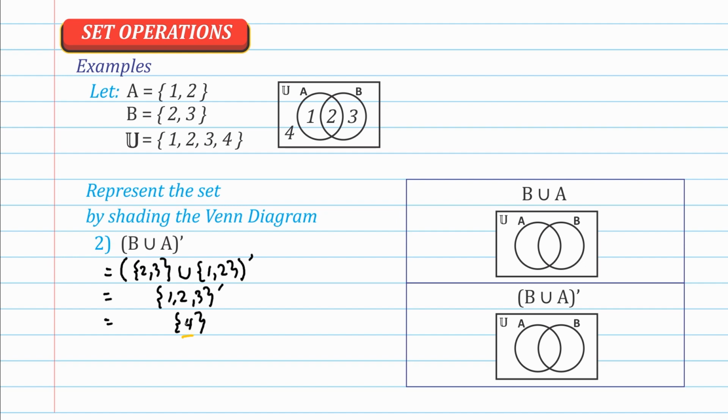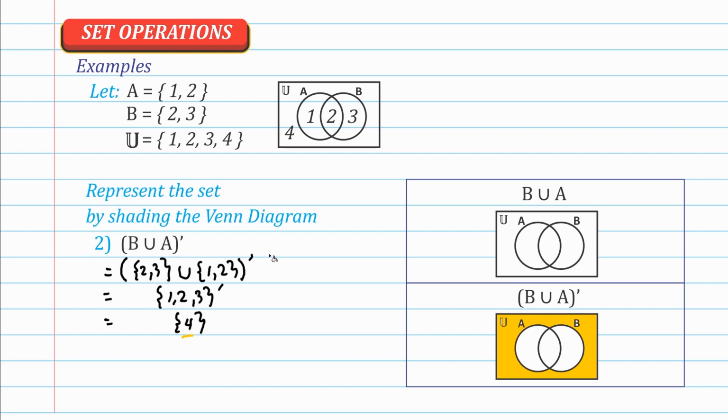Now, let's shade our Venn diagram here below. It represents B union A, that group prime. B union A, that group prime. So, according to this, let's shade the 4 part only, this one. So, doing that, shade it, and there you go. That would now represent B union A, that group prime.